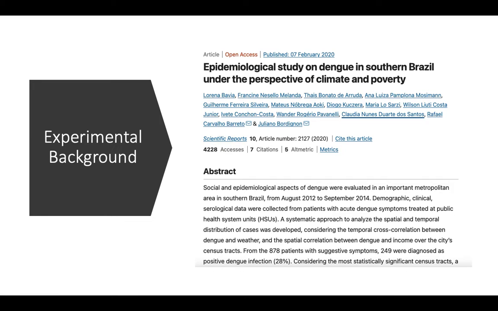Experimental background. This study aims to evaluate the spatial and temporal distribution of cases and their correlation to dengue virus throughout southern Brazil. Between August 2012 and September 2014, 878 patients with acute dengue symptoms were treated and evaluated at public health facilities throughout southern Brazil. The scope of the experiment was to consider the relationship between dengue virus and weather, as well as dengue virus and income.